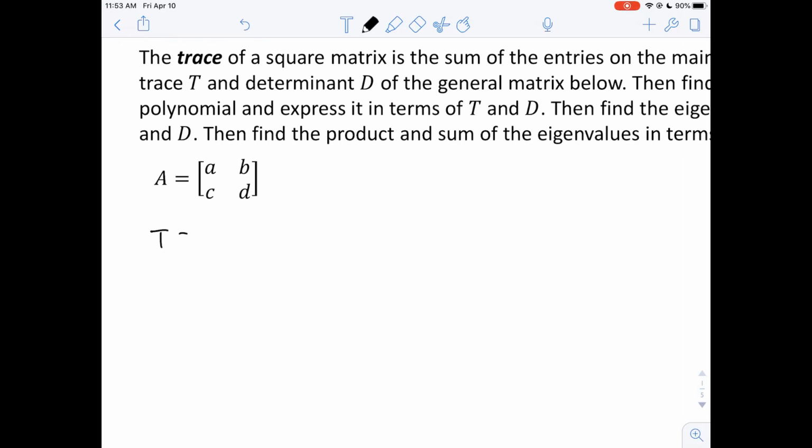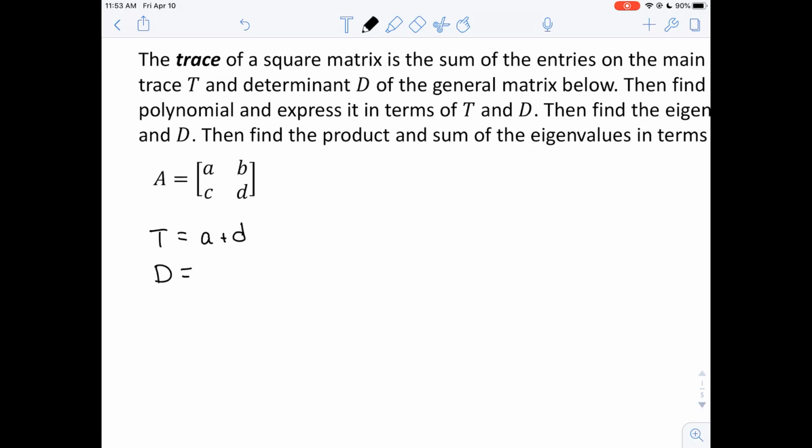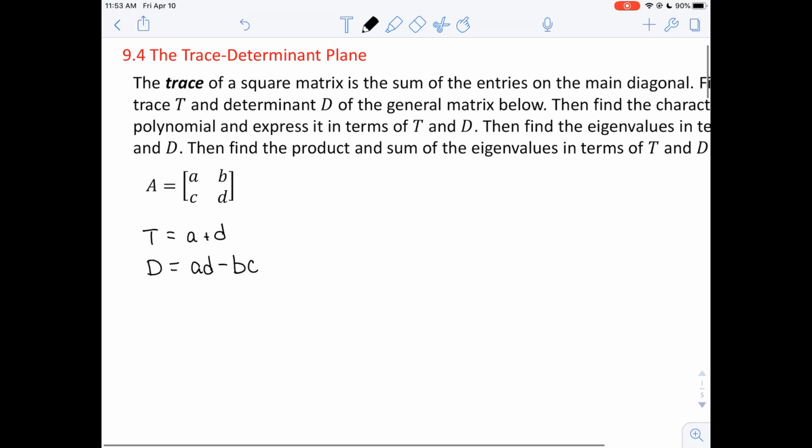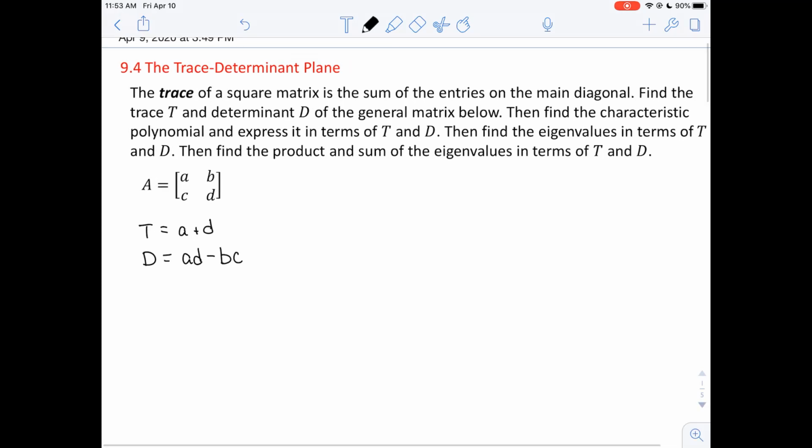The trace of this would just be the sum of the entries on the main diagonal, a plus d. And the determinant, capital D, we take the product of that diagonal minus the product of that diagonal. So it's going to be a times d, and then minus b times c. So here's the trace and determinant of this general 2 by 2 matrix. Then find the characteristic polynomial and express it in terms of trace and determinant. Okay, this will be interesting.